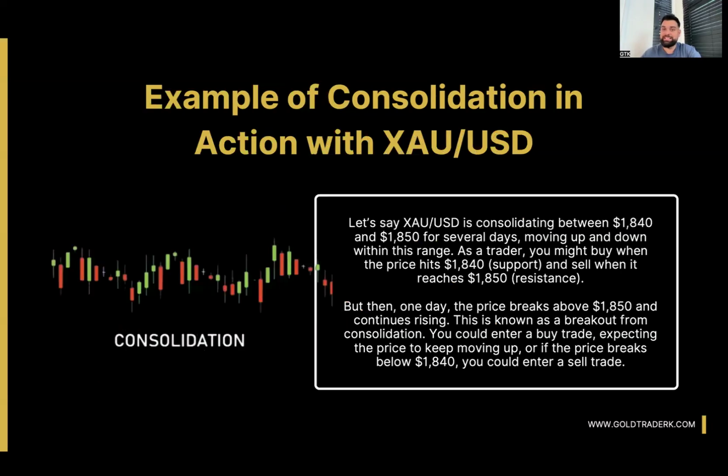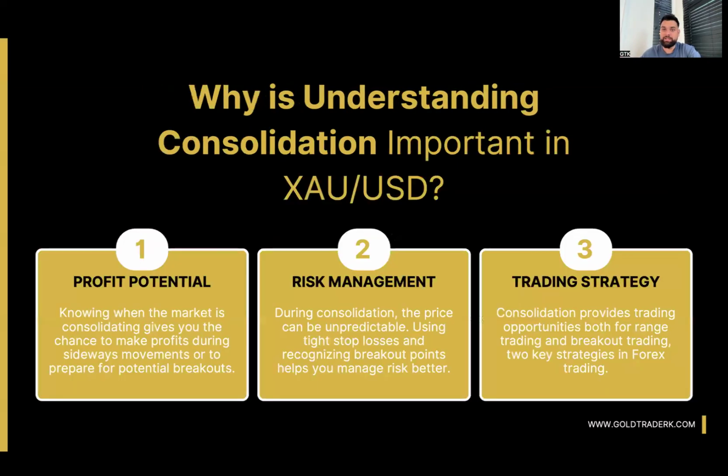Example of consolidation in action with XAUUSD. Let's say XAUUSD is consolidating between 1840 and 1850 for several days, moving up and down within the range. As a trader, you might buy when the price hits 1840 and sell when it hits 1850. But then one day the price breaks above 1850 and continues rising. This is known as a breakout from consolidation. You could enter a buy trade expecting the price to keep moving up, or if the price breaks below 1840, you could enter a sell trade.